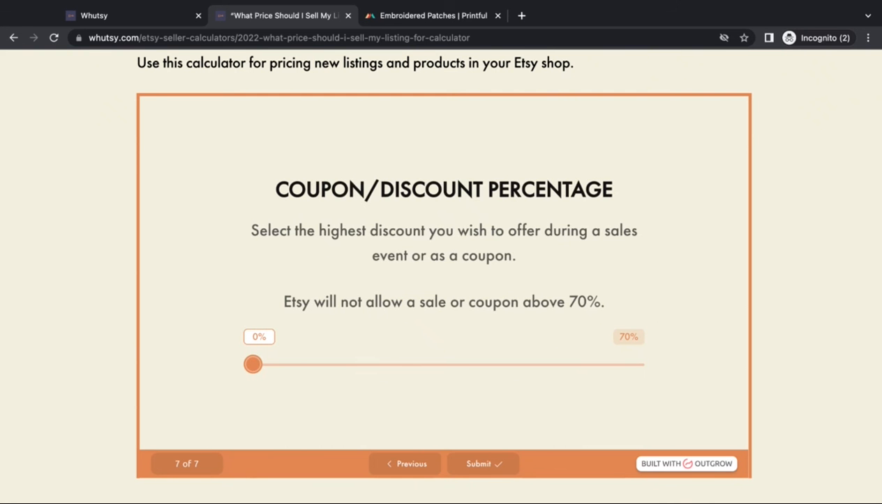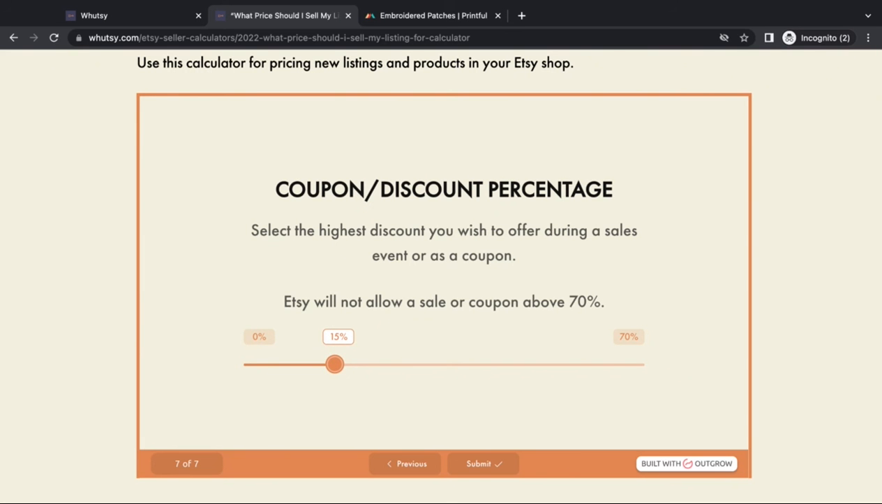Okay, now here's where the coupon or discount percentage comes in. You want to select the highest discount you wish to offer during a sales event or as a coupon, and Etsy will not allow a sale or coupon above 70%. So this is where you can say, okay, Black Friday, once a year, I offer this coupon of 15%. So I want to factor that in so I know that when I am running that sale, I'm still making money. So if we do that, we can put 15% here. I know that's the highest discount I'm ever going to offer.